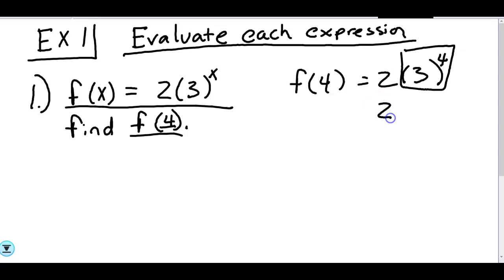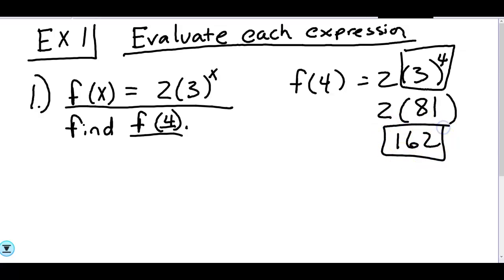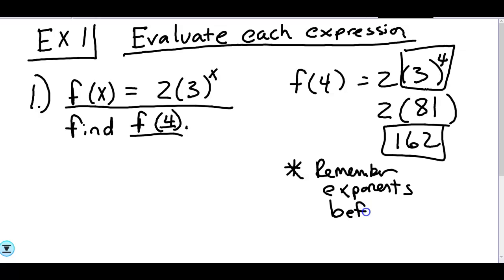So it's going to be 3 to the 4th power. That means 3 times 3, which is 9, times 3 times 3, 81. So 3 to the 4th power is 81. And then you do times 2, and that's 162. There you go. That's it. So for this one, a little note you might want to make is, remember, exponents before multiplication.